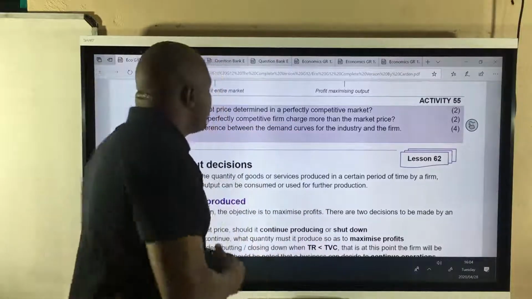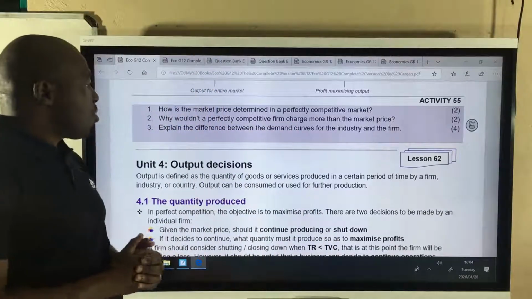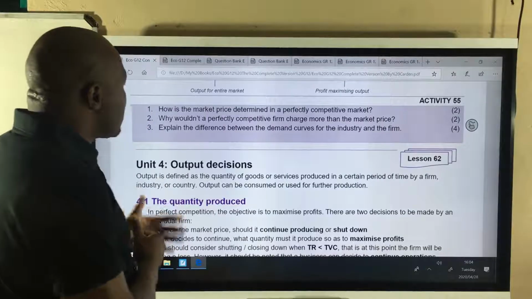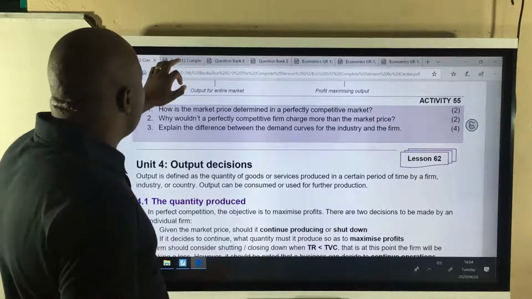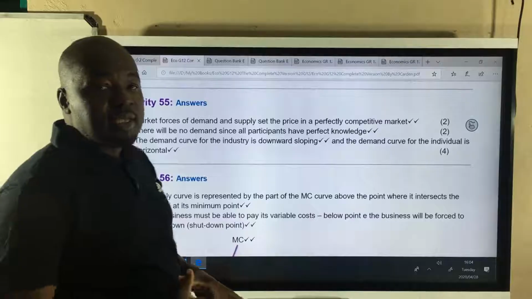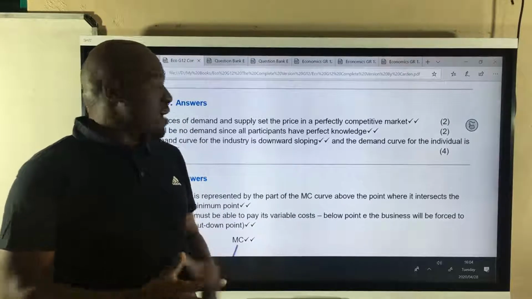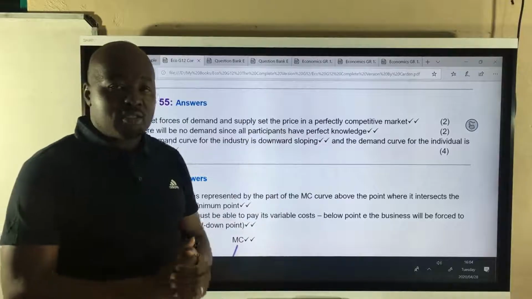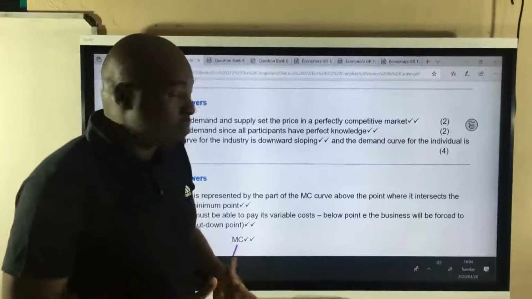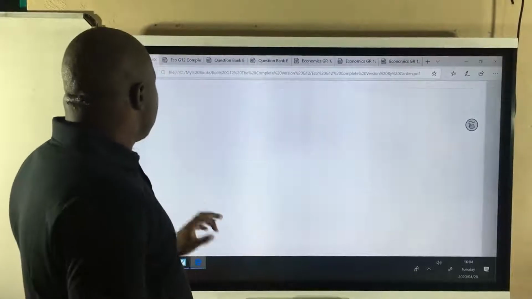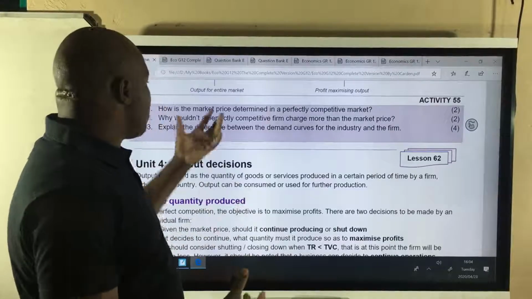Alright, in the previous lesson I gave you some homework. It says, how is the market price determined in a perfectly competitive market? And I answered this question before I even asked it 1,000 times. The market price is determined by demand and supply. So market forces of demand and supply are the ones that tell us the price.